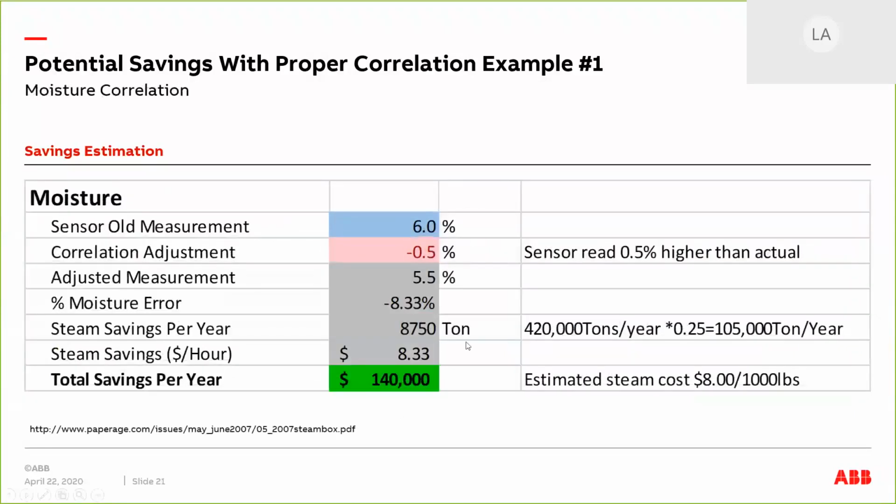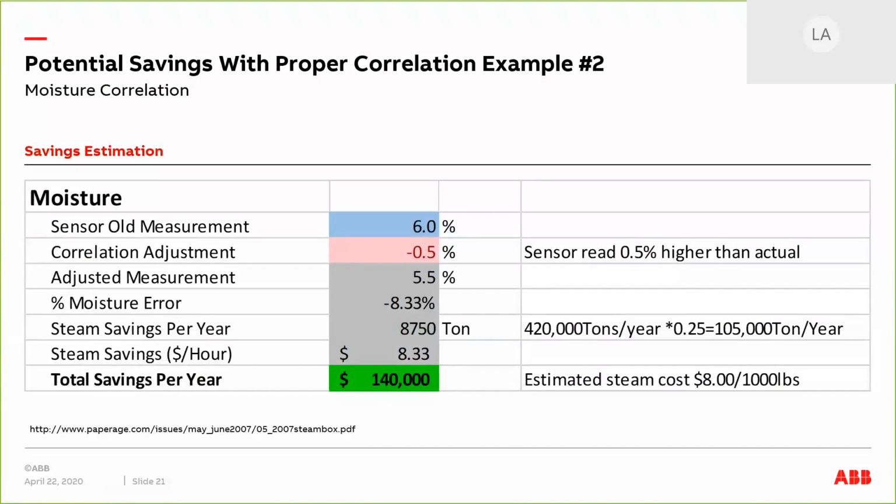How about the moisture? I have a moisture example. This moisture was reading 0.5% higher than actual. The scanner was reading 0.5% higher, so you had to add more steam to dry that extra 0.5%. Again, based on some calculation, you could have saved $140,000 per year just by having an accurate moisture measurement. This was pretty close to what that mill manager told me, that he could have saved $10,000 a month by having an accurate moisture measurement.